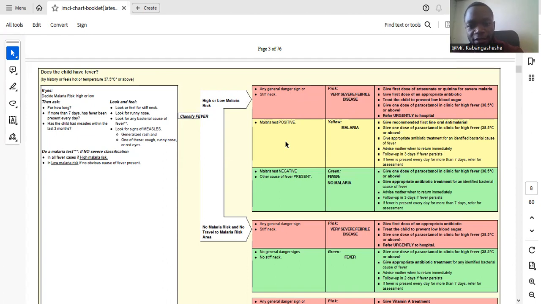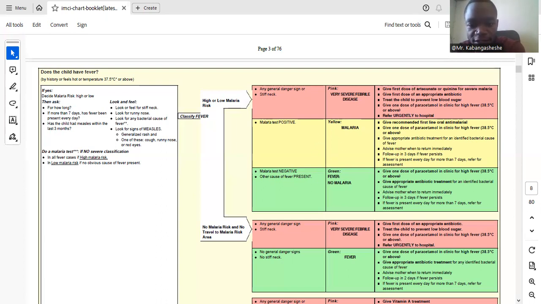So there's no need to explain these other parts: malaria, fever, no malaria. Why? Because they are not important now. You've already known what is the diagnosis of this child. So you go on to address the problem that the child has. Here it says you have to give artesunate or quinine in severe malaria, a first dose of appropriate antibiotic, prevent low blood sugar, you're preventing hypoglycemia, and give a first dose of paracetamol. I mentioned this: as long as temperature is 38.5 degrees and above, you have to give Panadol before you even continue with your assessment.